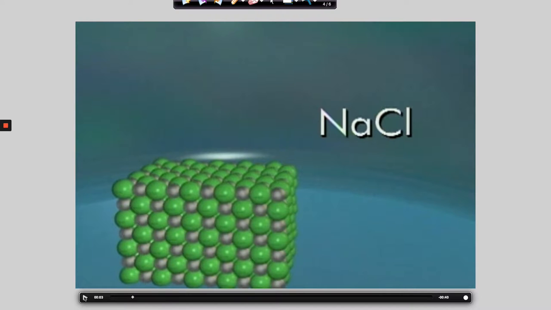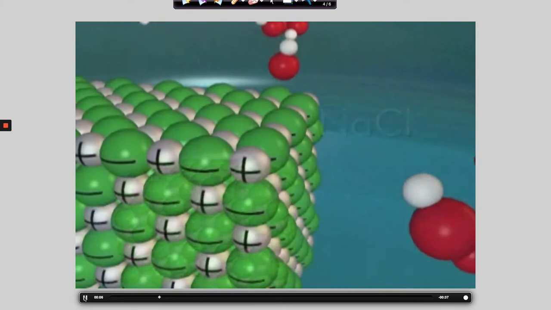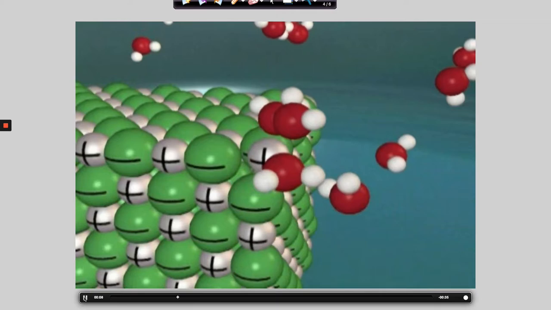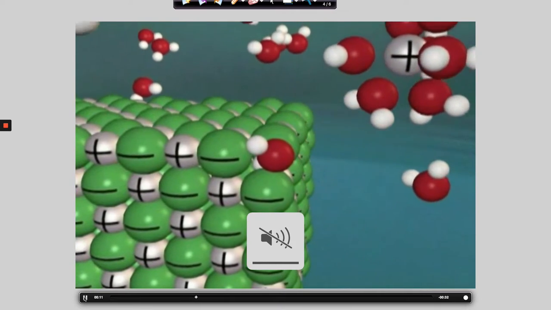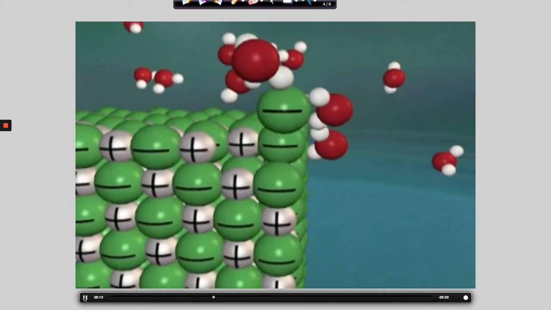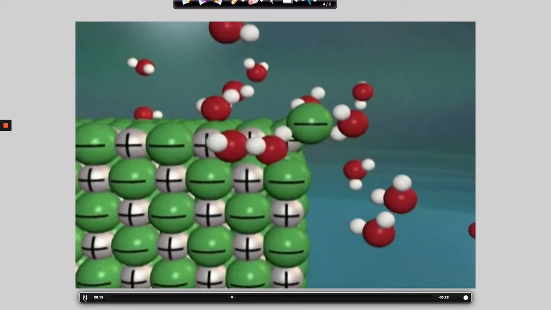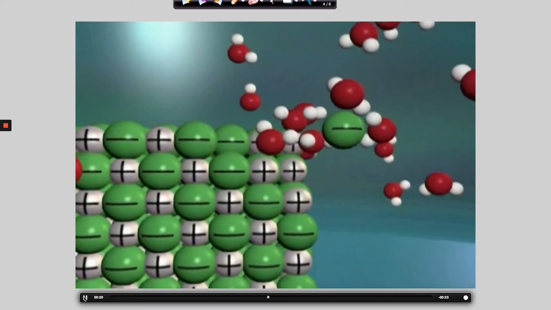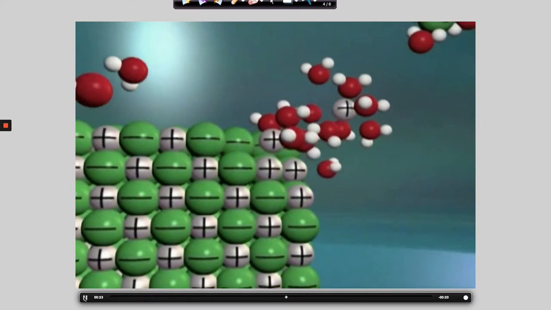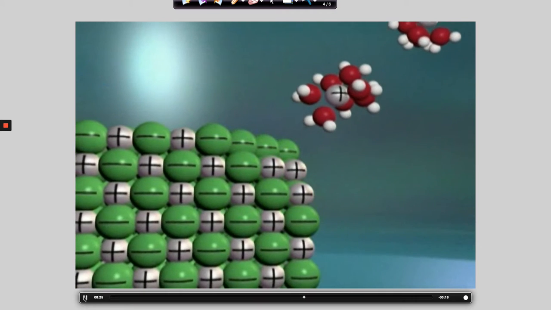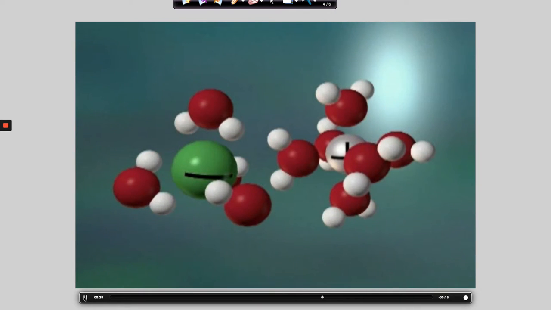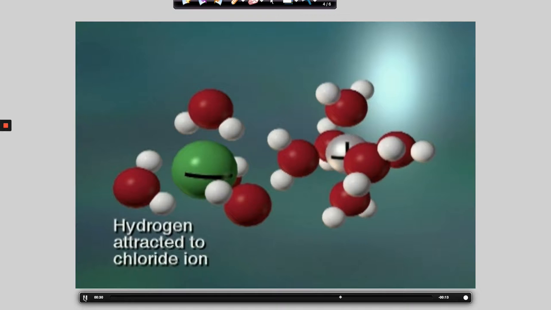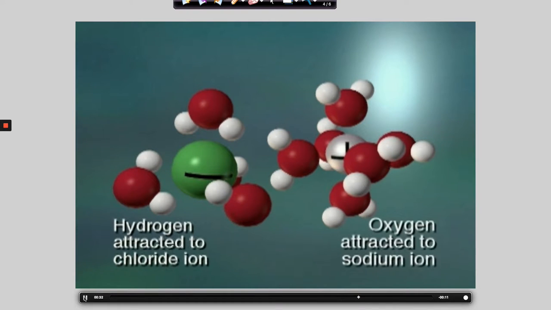I'm going to kill the volume, but let's bring in these water. Ionic substance such as sodium chloride is placed in water. Water molecules interact with the ions on the surface. What's going on? So these water molecules are carrying these ions. What's happening to disorder? It's going up, right? It's like, whoa, we're free, let's party. And it's making salt water, right? So as these ions are going into solution, the disorder is going up.